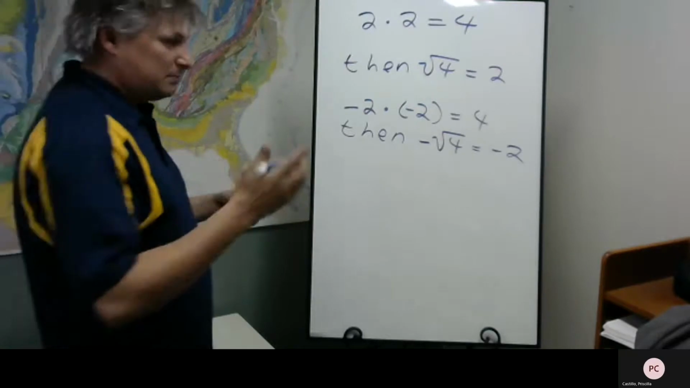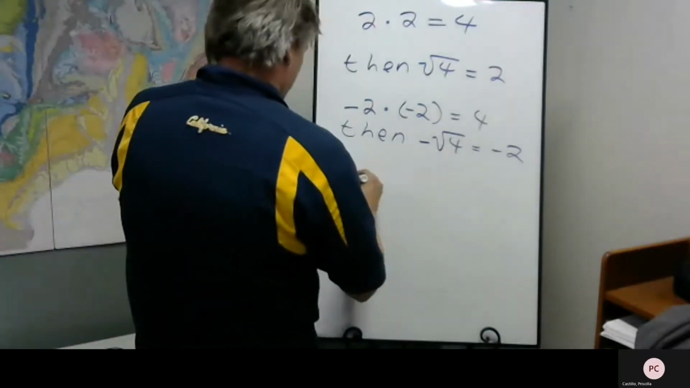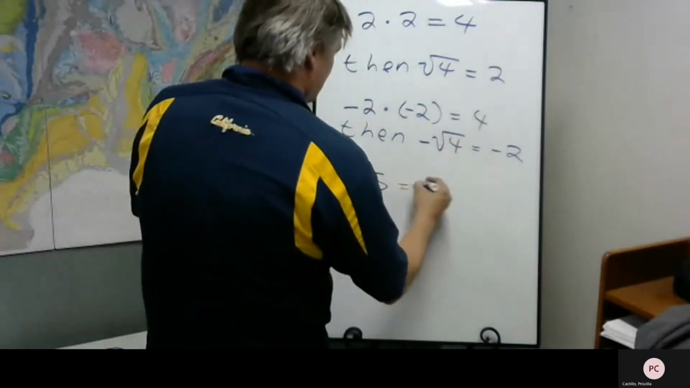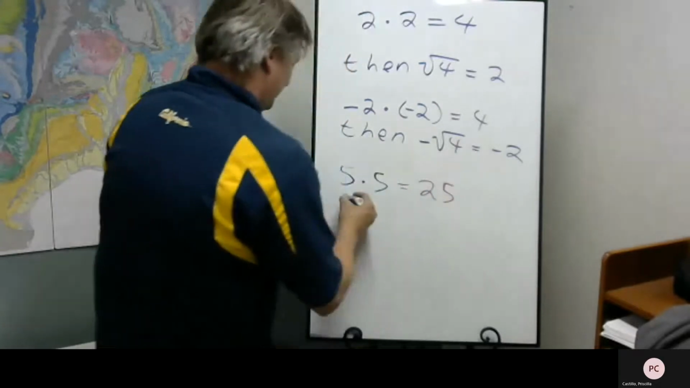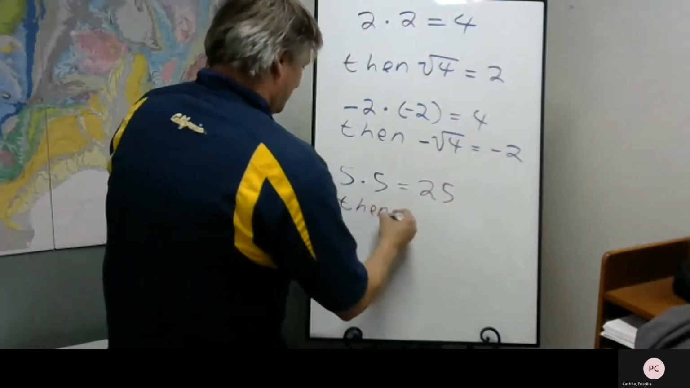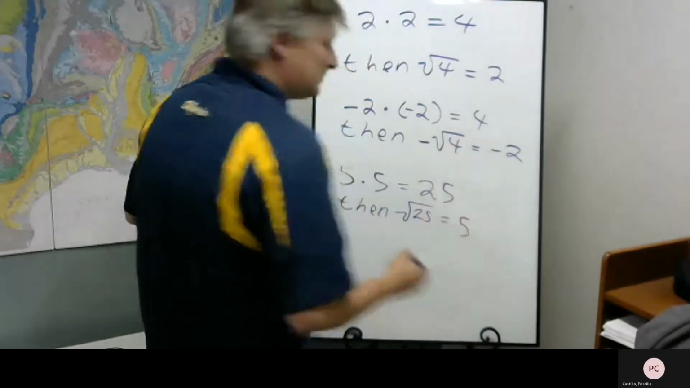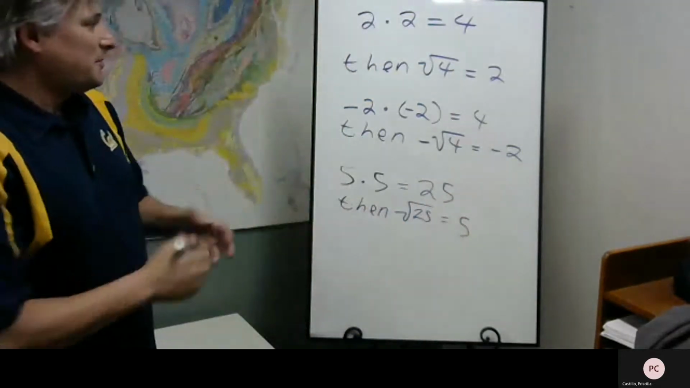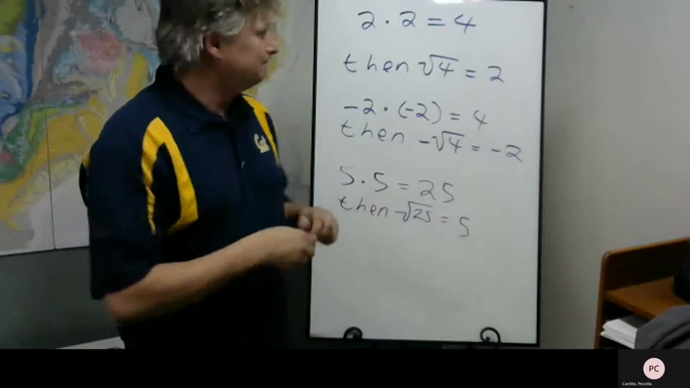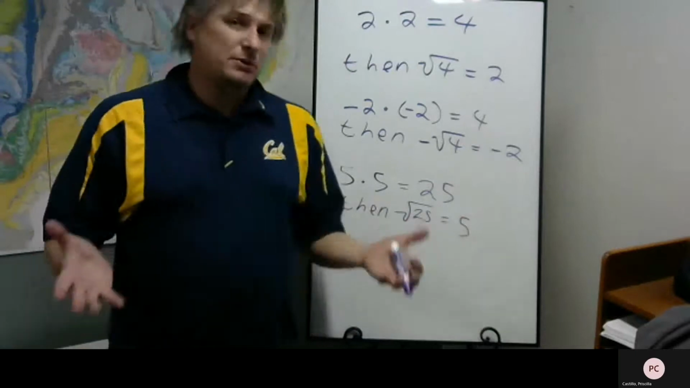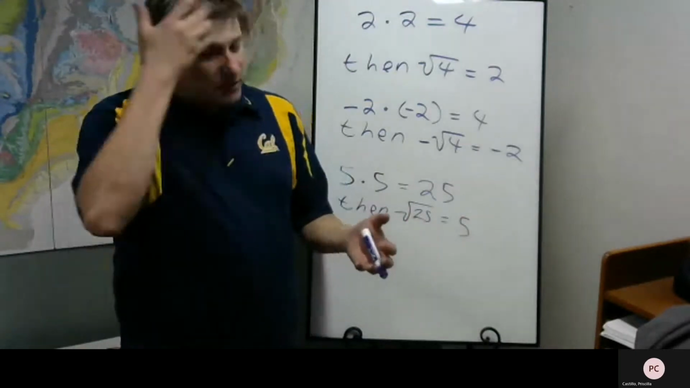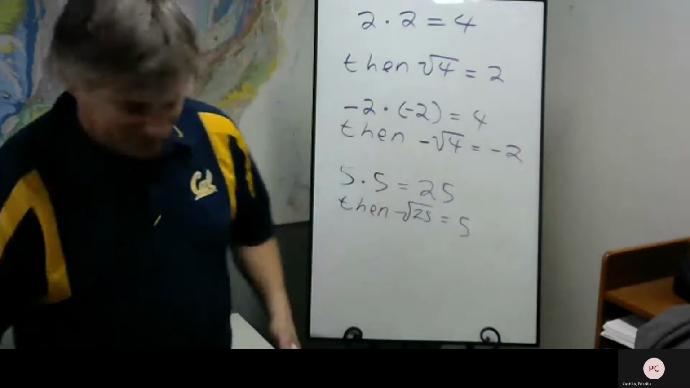Now, there's something else. Let me continue on, because 5 times 5 is 25. Then the square root of 25 is 5. So this is the idea of square roots. Now, in this section, we're talking about roots in general, so we better talk about other kinds of roots.